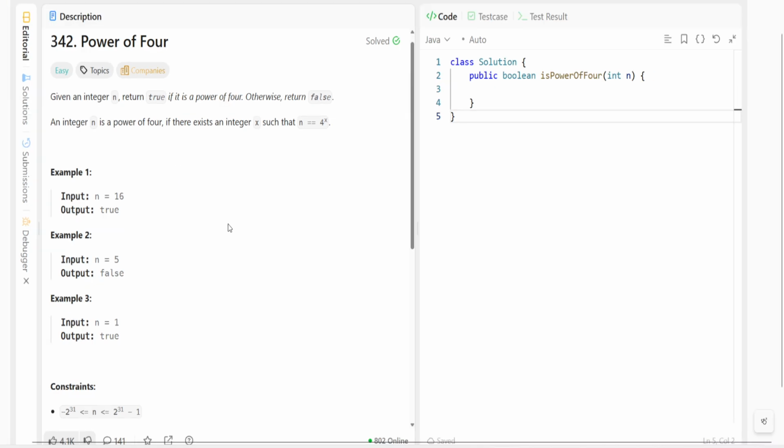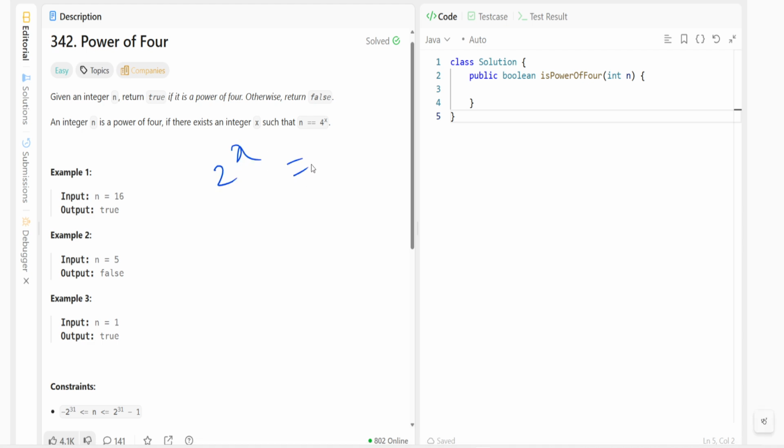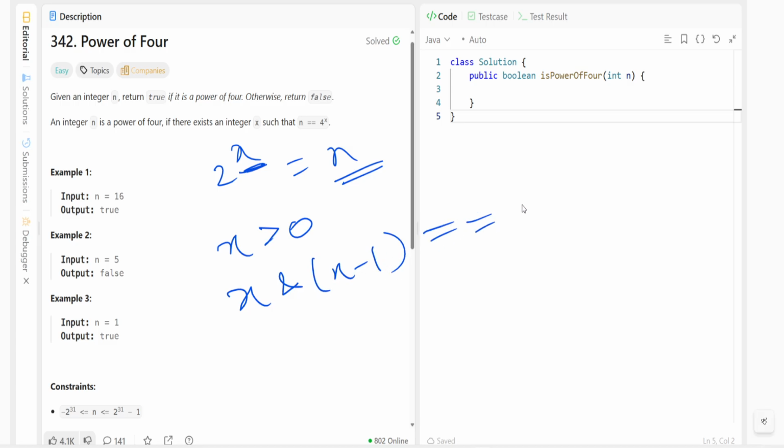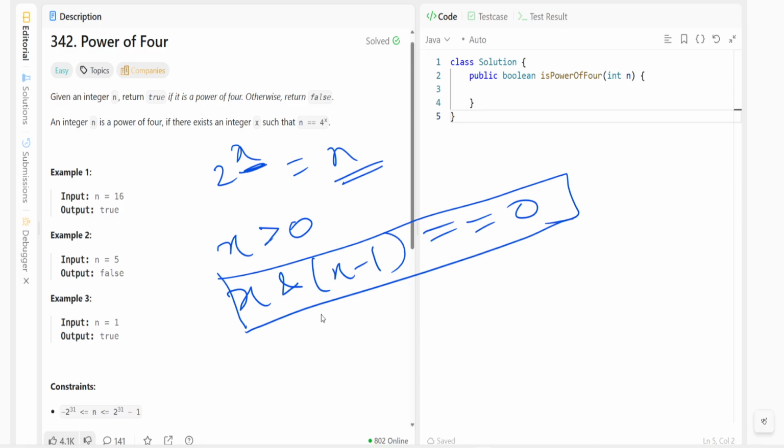If you remember the power of 2 question we have seen, we were checking how to check if a number is a power of 2. Remember, 2 to the power x we need to find, and this is the number we were given. In that case, we used to check if x is greater than 0, and then check with the bitwise operator x and x minus 1. If it is equal to 0, it means this is a power of 2. Like that we will go and understand. This is very easy.